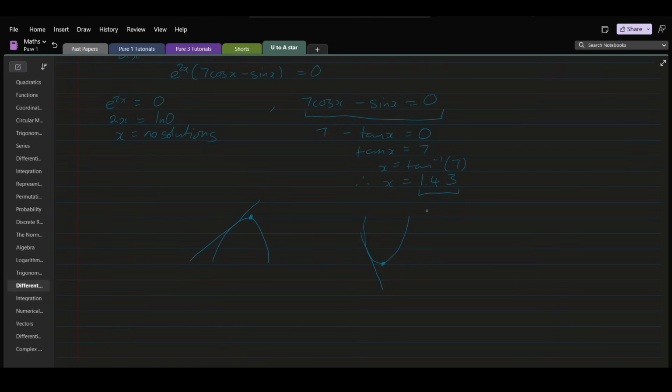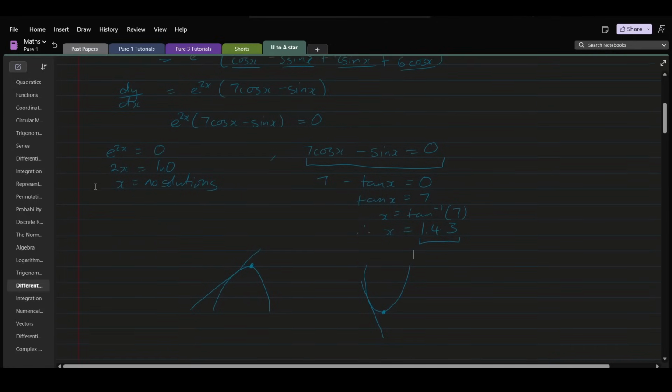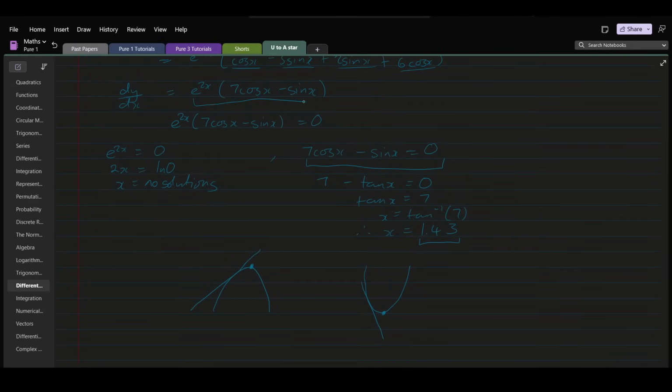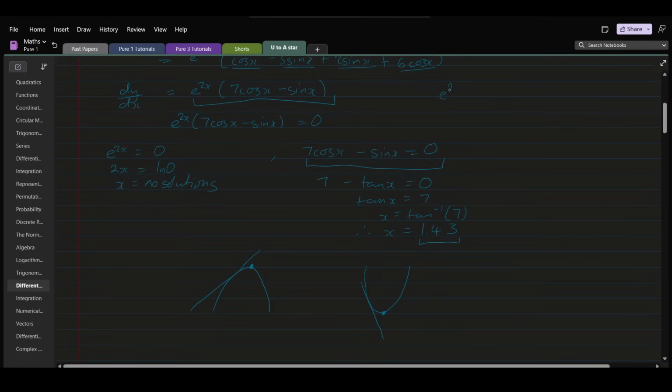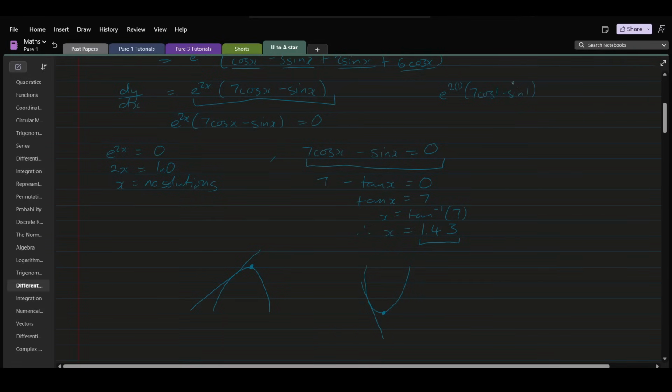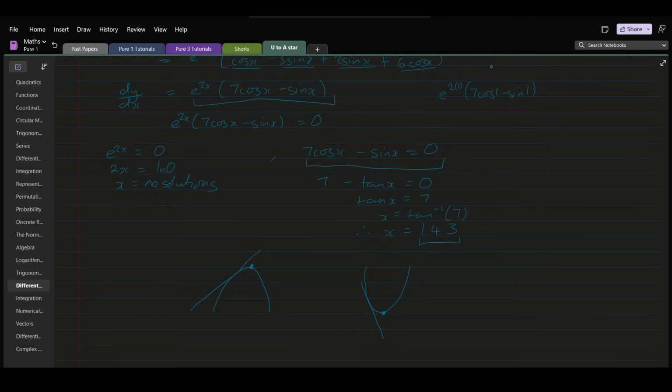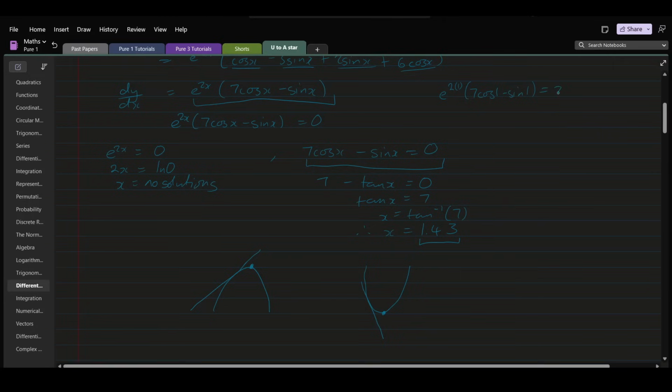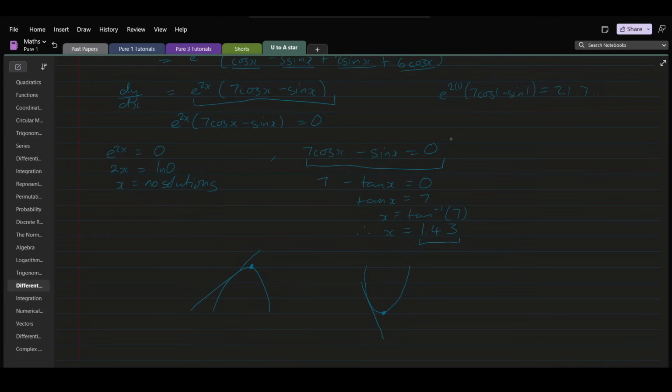So here we have 1.43, and we're going to substitute a point to the left into dy/dx. So dy/dx is e^(2x) times (7 cos x - sin x). So let's substitute x with 1. So that becomes e^(2 times 1), and then that's 7 cos 1 minus sin 1. Let's punch that into our calculator. That is e^2 times (7 cos 1 - sin 1). And we get 21.7 and so on, right?